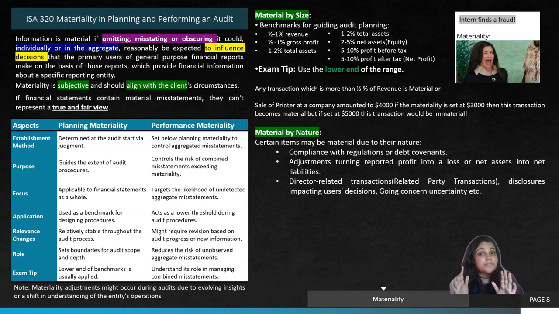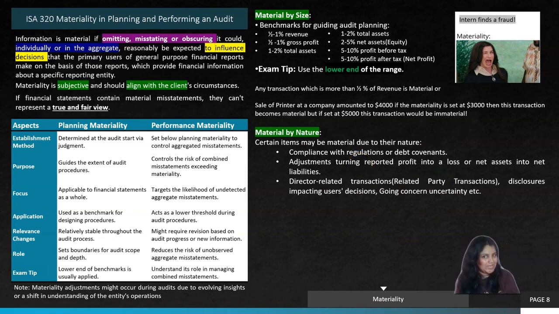But regardless of the amount, there are some things which are material by nature. Certain items may be material due to their nature, like compliance with regulations or debt covenants. So if the company fails to comply with such things, then it is material regardless of whether it is $2,000 or $5,000, right? So the next one would be an adjustment turning reported profit into a loss or net assets into a net liability.